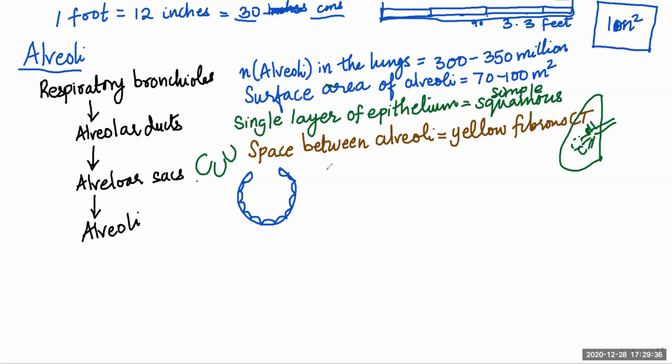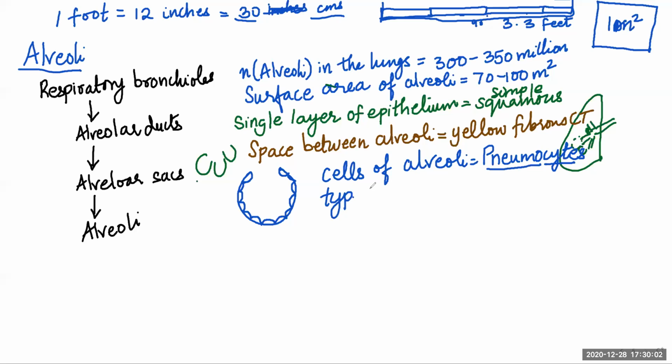Now they help in exchange of gases. So the squamous cells of alveoli, they deal with air. So they are called pneumocytes. Pneuma means air. Pneumo is air, cyte means cell. Now within these alveoli, there are two types of pneumocytes. Type 1 pneumocytes or alveolar cells, and the second one are called type 2 pneumocytes.